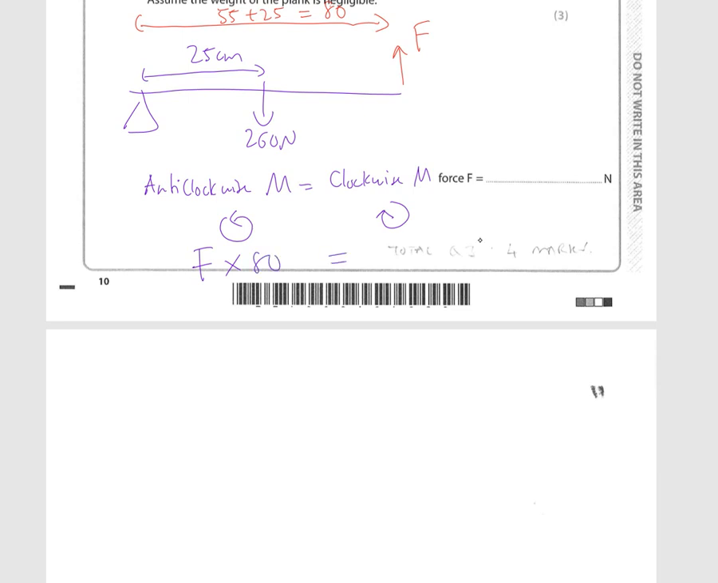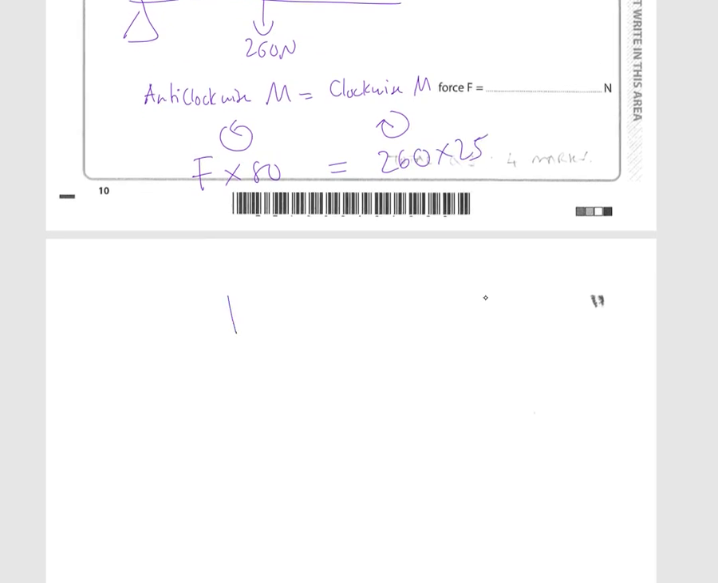So it's 260 times 25. Okay, and therefore we have F is equal to 260 times 25 divided by 80. Okay, and this will give us a force of 81. Good.